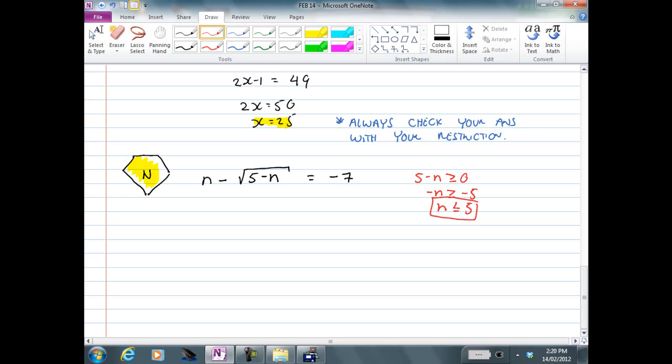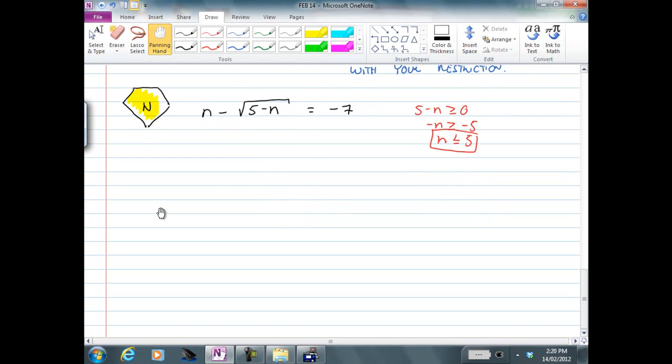Now, the problem is, some of you say, Mister, what do you do? I haven't seen this before. There are many ways of approaching this problem. Let's bring this n to the right-hand side, because I want only the square roots on one side and all the other garbage on the other side. So let's have this: negative root 5 minus n equals negative 7 minus root n. Agreed? I only brought the n over.